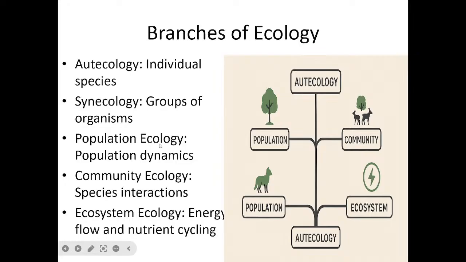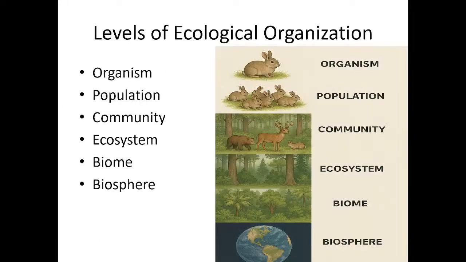Another one is population ecology. That is, you are talking of population dynamics, different types of population, population of trees, population of animals in the forest, and so on and so forth. Then community ecology, that's another scope which has to do with species interactions. Then the next one is ecosystem ecology, which is dealing with the flow of energy and how nutrients are being recycled. We are going to see this.